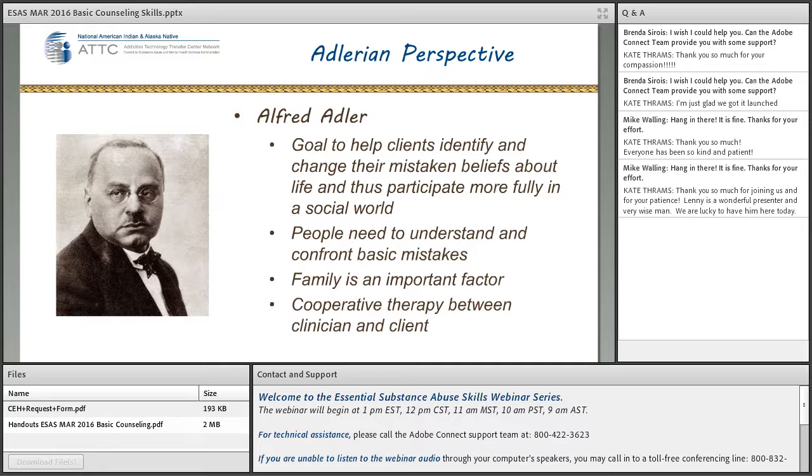And so when I was in college, I did my thesis comparing Adlerian psychology and the medicine wheel. What I liked about it was that a lot of his theories lined up with the beliefs of the Native American culture.